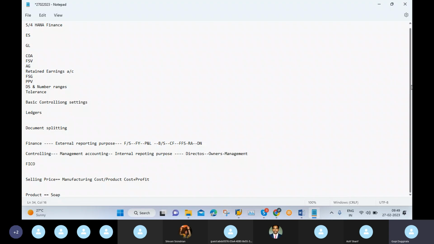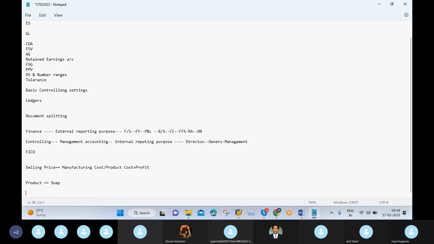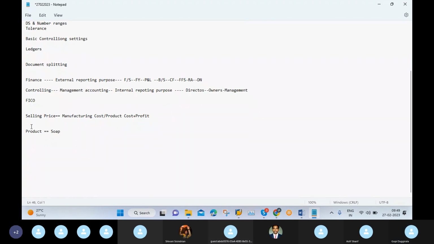For example, I will consider one soap. What is our favorite soap? Santoor, okay. See, for example, in the market we have n number of soaps, am I correct or not? Emma, Santoor, Lux, Lifebuoy, Dove, and for rich kids, Pears. So here we have n number of soaps in the market, right?